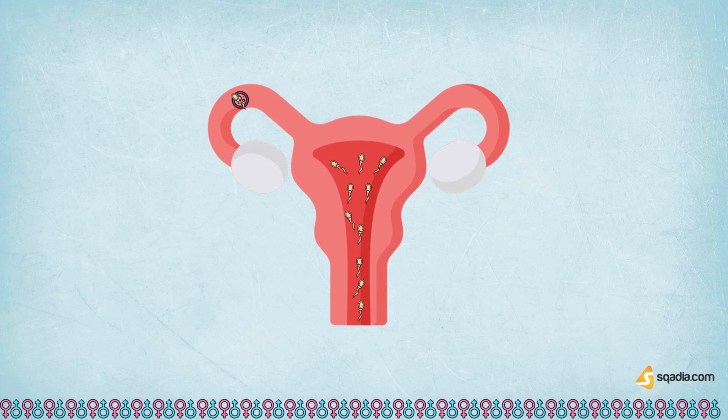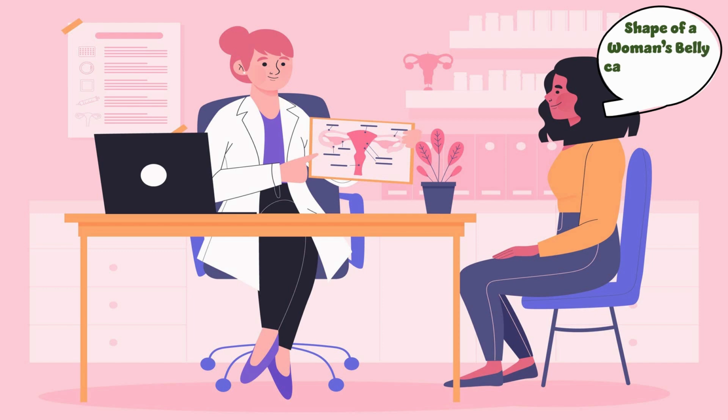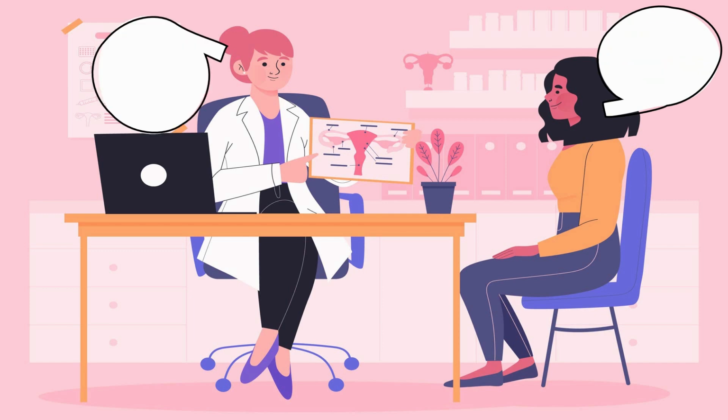Well, doctor, can the shape of a woman's belly predict the sex of the baby? No, it's a myth, Mrs. Michael. The reality is that the shape of a woman's belly is determined by factors like the size of the baby, the position of the baby in the uterus, and the mother's body shape, and is not related to the baby's sex. Now, moving back to the video.